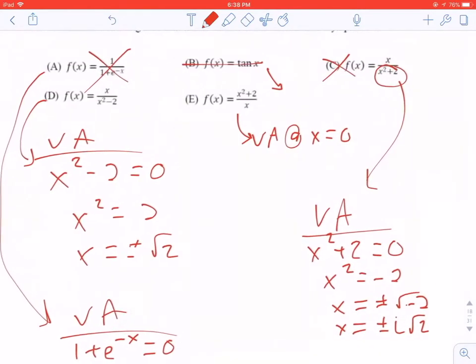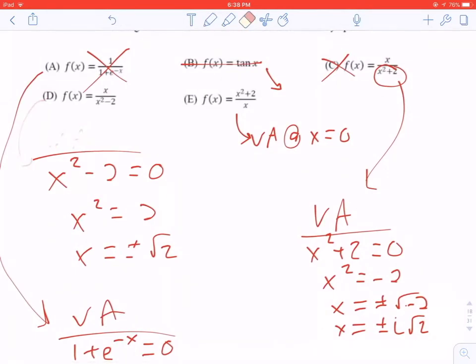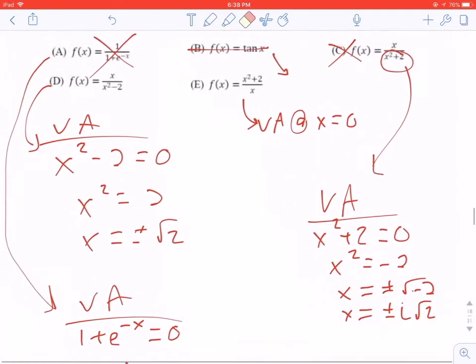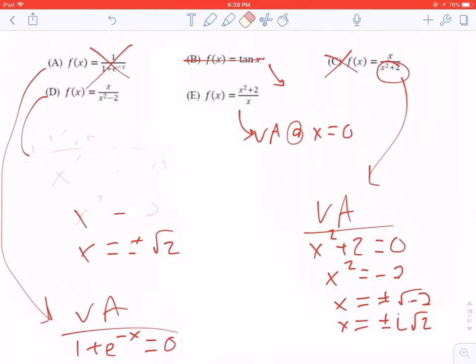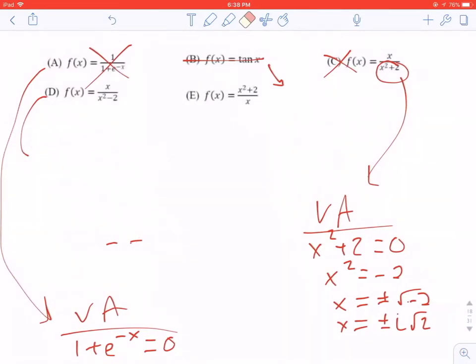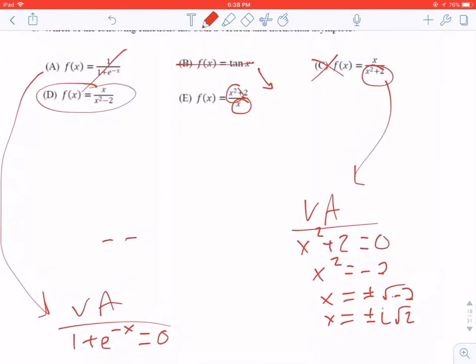Which of those have horizontal? To have horizontal asymptotes, the denominator has to grow faster than the numerator. This grows faster than this. This does not grow faster than this. Therefore, D is the only one that has a vertical and horizontal asymptote.